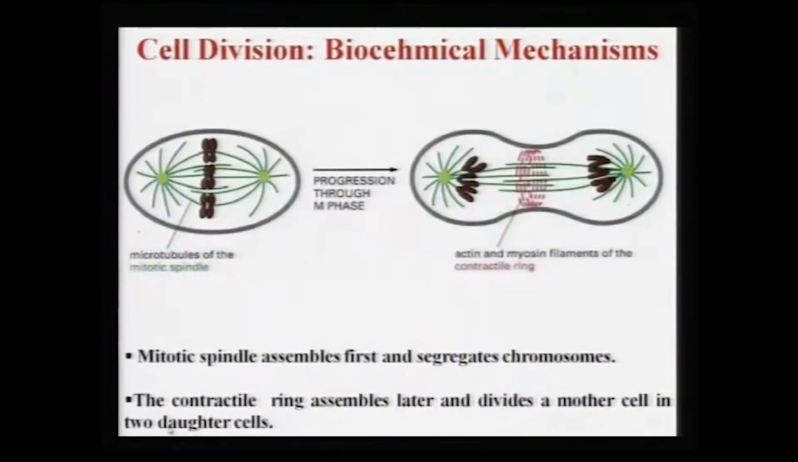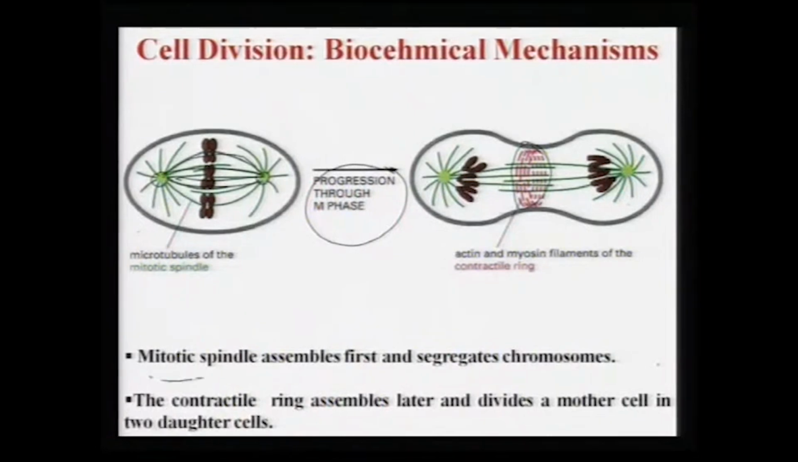This is a biochemical mechanism. What it shows here is that during the progression through M phase, some myosin motor proteins are activated. The green ones are the actin filaments. Now, these actin and myosin filaments are the filaments of the contractile ring.